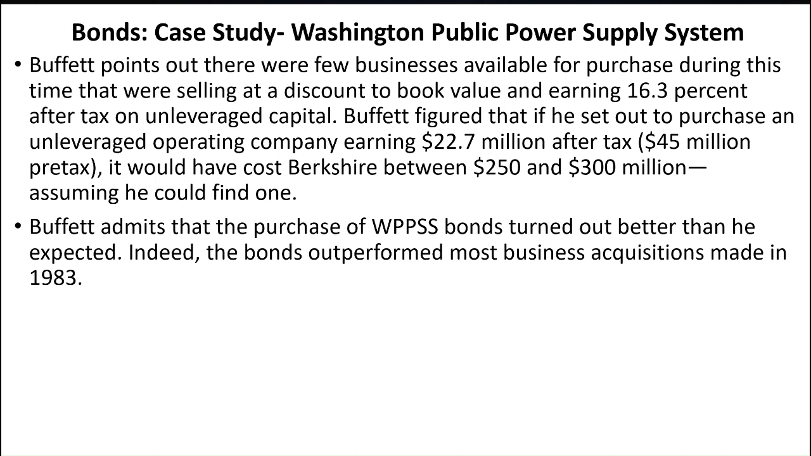So he has purchased that company at 139 million dollars, which is almost 80 to 120 percent cheaper compared to what he would otherwise have spent on it. So Buffett admits that the purchase of WPPSS's bonds turned out to be better than he expected. Indeed, the bonds outperformed most business acquisitions made in 1983.